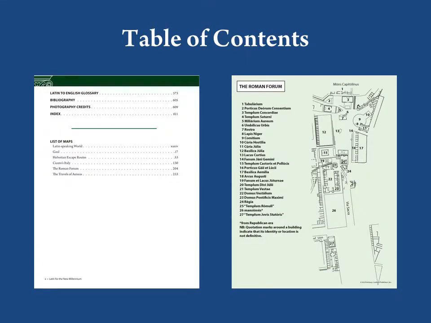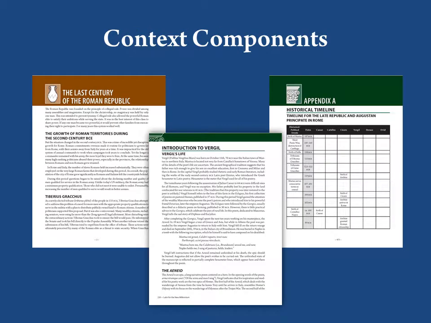LNM 3 includes 6 maps or plans that provide context to the readings. For example, the plan of the Roman Forum helps students understand Cicero's First Catilinarian. Latin for the New Millennium Level 3 is an all-in-one text and carefully provides both the historical context for the Latin readings as well as literary and biographical background for each of the authors. The appendix includes 2 timelines, one for the Roman period and one for the time of Erasmus.